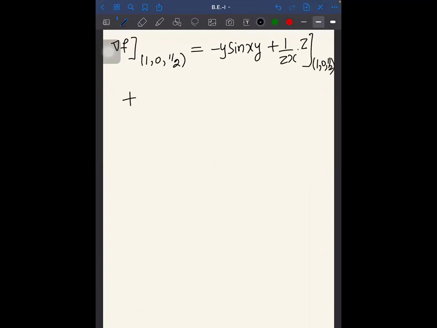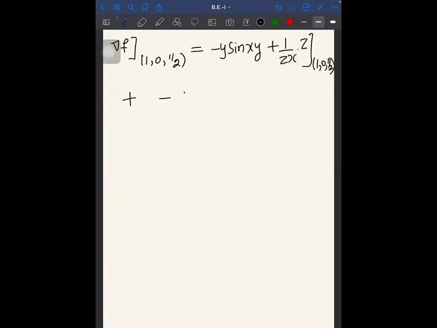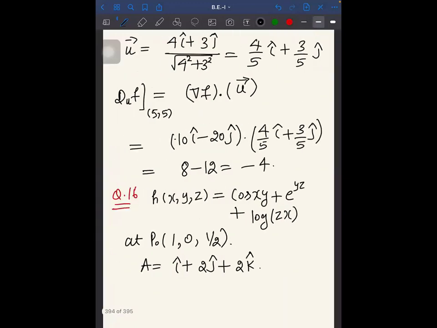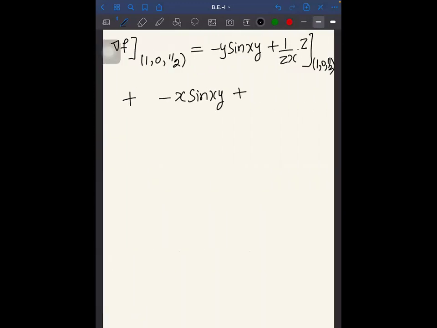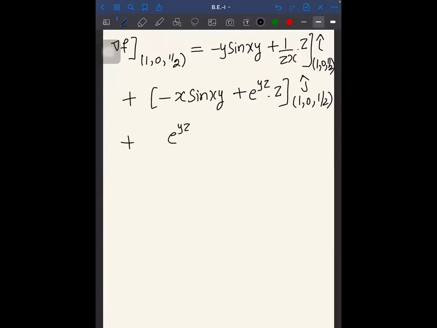So with respect to y, we'll have again minus x sin xy, right? Because we are doing it with respect to y this time. So this is e^(yz) into z at (1, 0, half). Plus, with respect to z, so e^(yz) into y, 1 by zx into x at (1, 0, half).